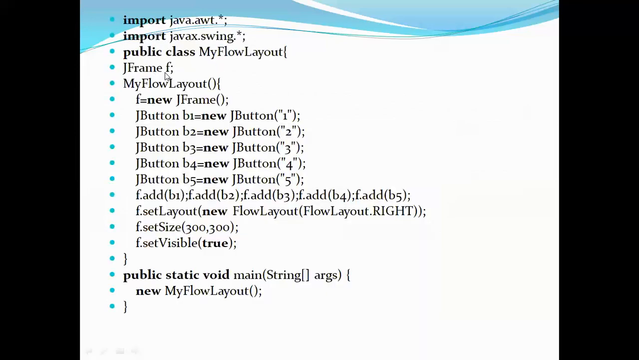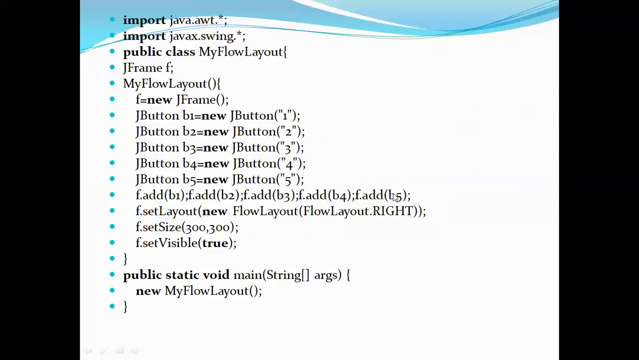So I'm creating a frame. My frame object is f. Then I'm including 5 buttons. For that I'm creating the objects for JButtons. So JButton b1 is equal to new JButton, and the name of the first button is 1. Similarly, button 2's name is 2, and 3, 4, 5. Likewise, I have created all the 5 JButtons. Now what you have to do is add these 5 buttons to your frame. So for that I'm adding f.add(b1), f.add(b2), and so on. I have added 5 buttons.